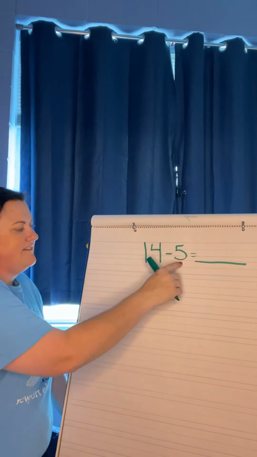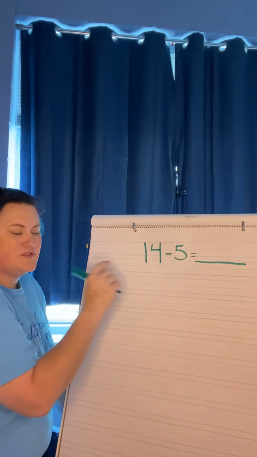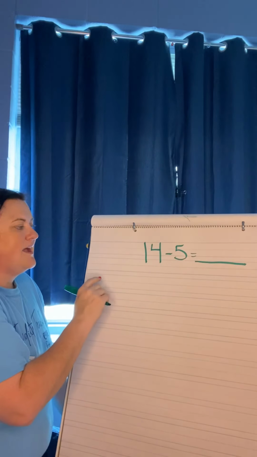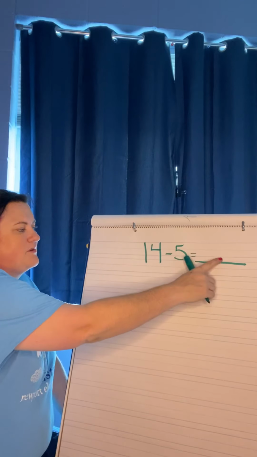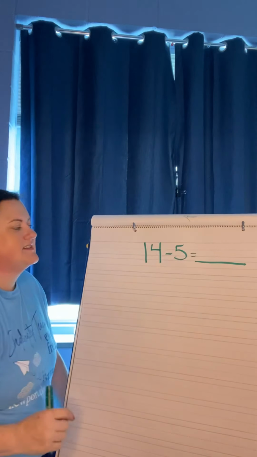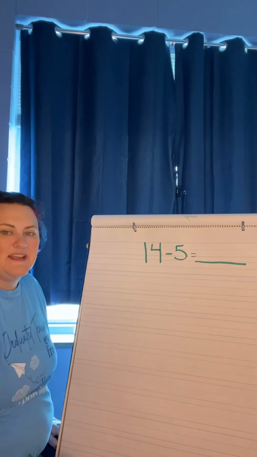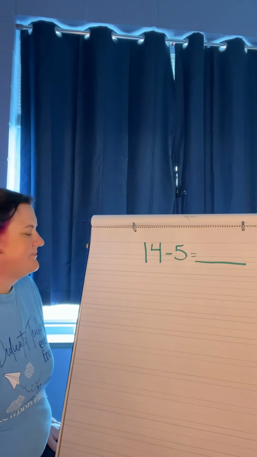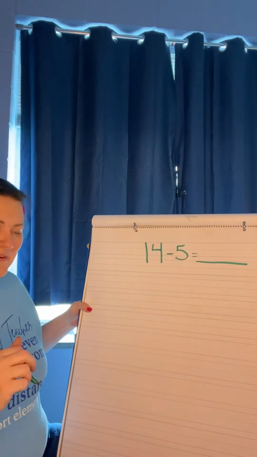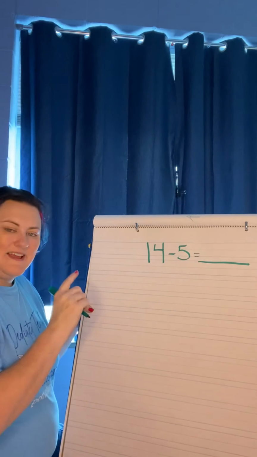Remember, 14 and 5 are our subtrahends. Those are the numbers that we are subtracting. And when we find our answer that we will write here, that will be the difference. So go ahead, pause the video, and write 14 take away 5 equals blank in your math notebook. Great job.